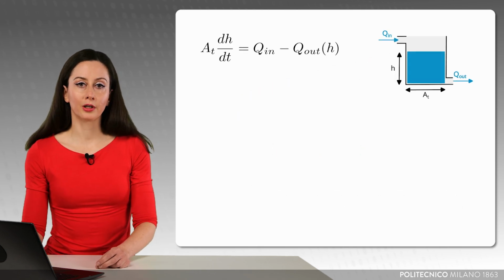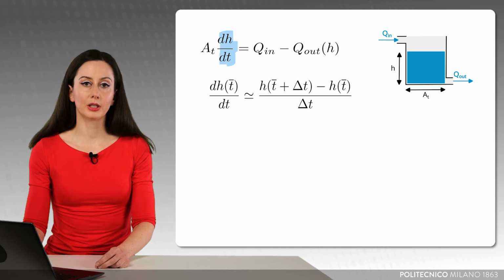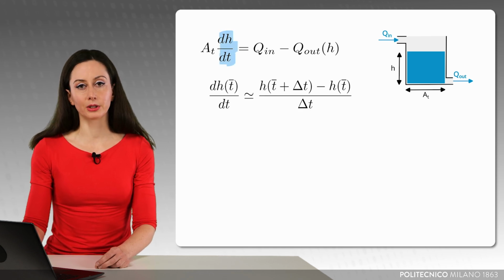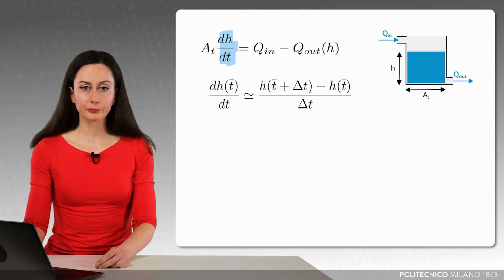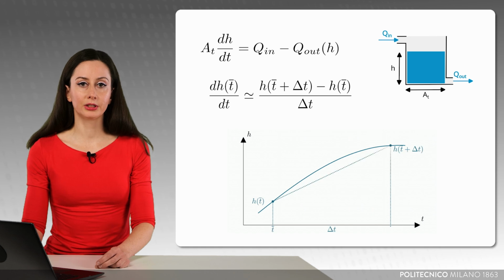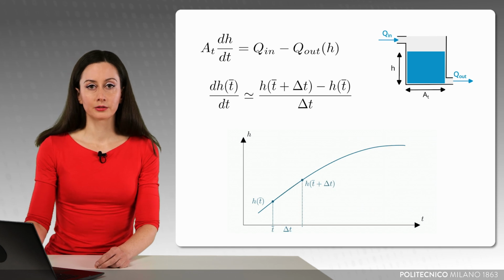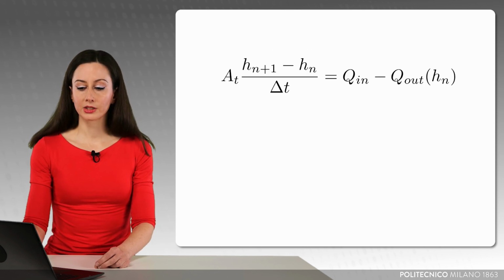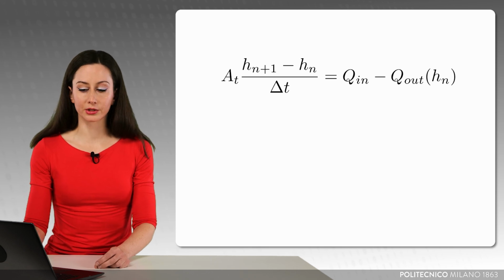So starting from our differential equation, the first thing we can do is replace this time derivative with this ratio, the water level change over a time step. And of course, this is not the exact derivative, but it is a good approximation if the time step delta t becomes smaller and smaller. So at a generic time Tn, this is our approximated equation.